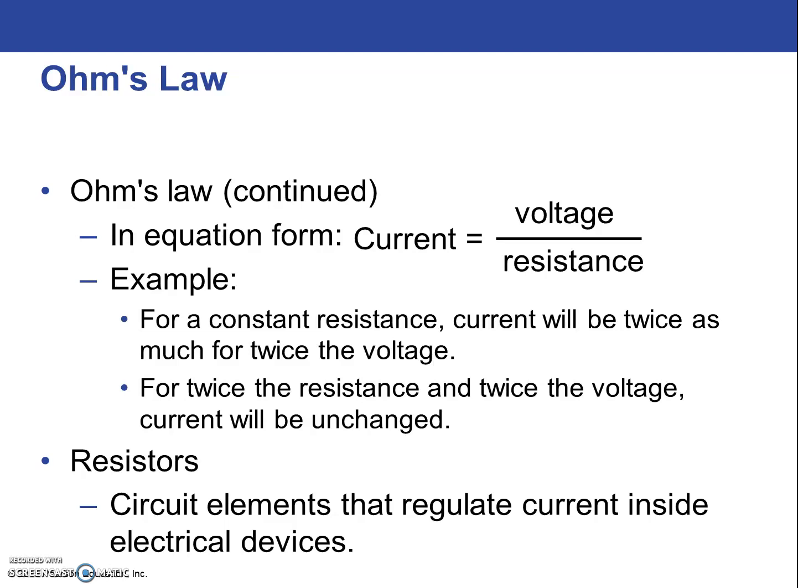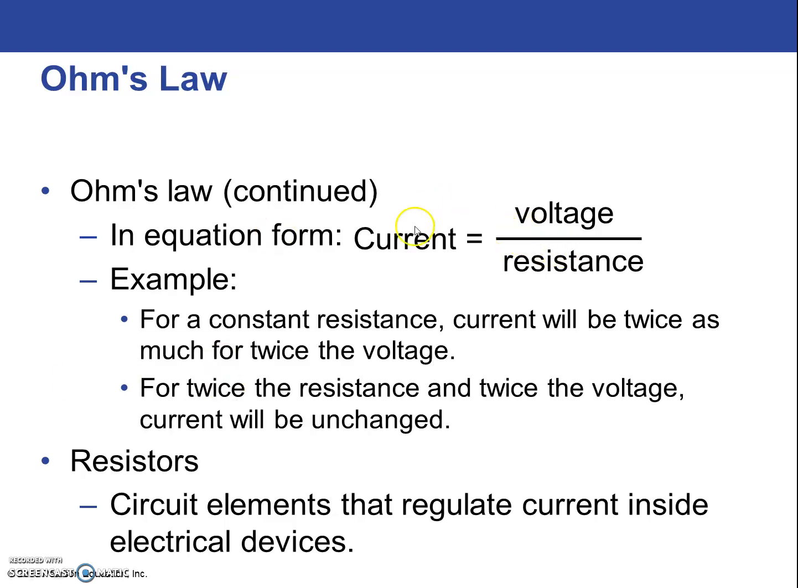So if you double the voltage or potential difference across some wire, you'll double the current. If you double the resistance, you'll halve the current, right? If you double both the voltage and the resistance, then the current will not change.